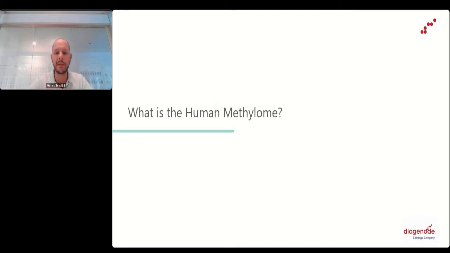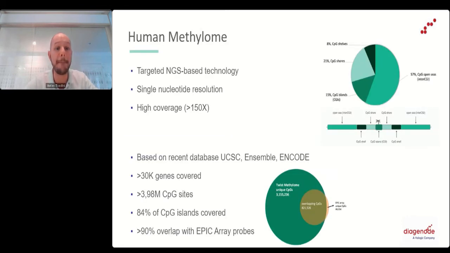But what is the Human Methylome? The Human Methylome is a targeted NGS-based technology that analyzes DNA methylation at single nucleotide resolution, achieving a very high coverage. So we are talking here about more than 150x. And just to compare, whole genome bisulfite sequencing is usually sequenced at 30x. So we have really a high difference here in coverage.